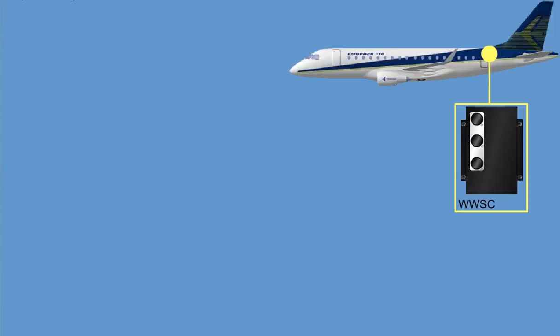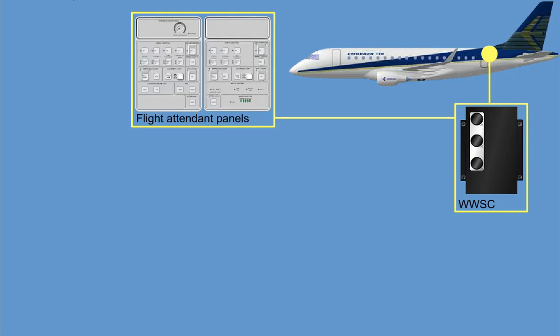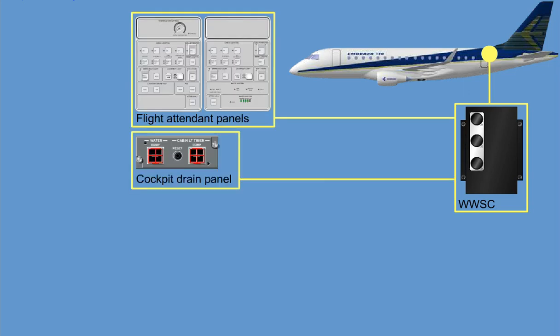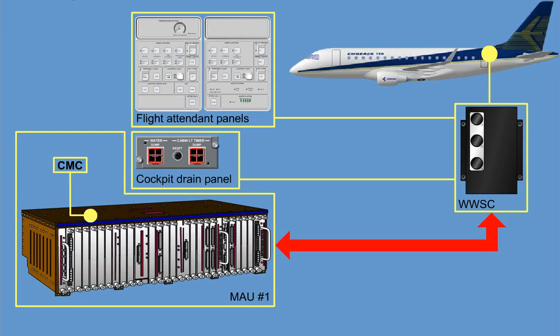A Water and Waste System Controller, WWSC, is mounted in the aft avionics compartment. The WWSC monitors and controls the components of the water and waste systems, interacts with the flight attendant's panel and the cockpit drain panel, and communicates with the centralized maintenance computer, CMC. Communication with the CMC is through MAU1 via the ARINC 429 bus.